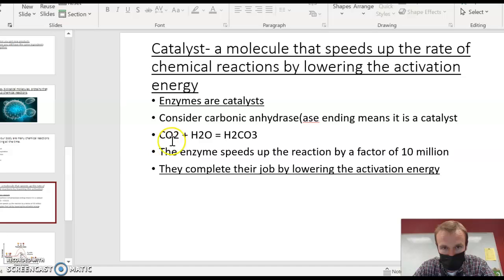So here's the carbonic anhydrase reaction I talked about, and it speeds up that reaction by a factor of 10 million. So this is just crazy how fast the reaction can go if you're catalyzing it with an enzyme. So enzymes basically start chemical reactions in your body, and we need them. They do this by lowering the activation energy.